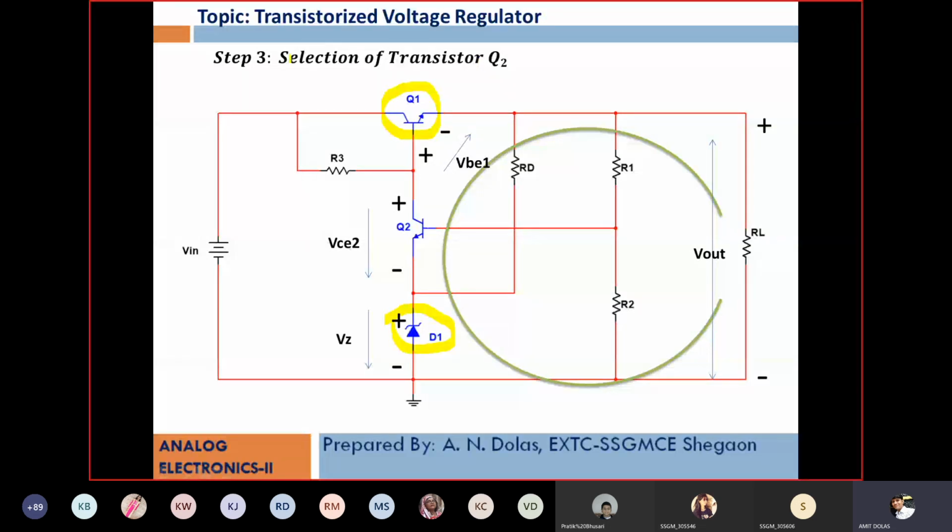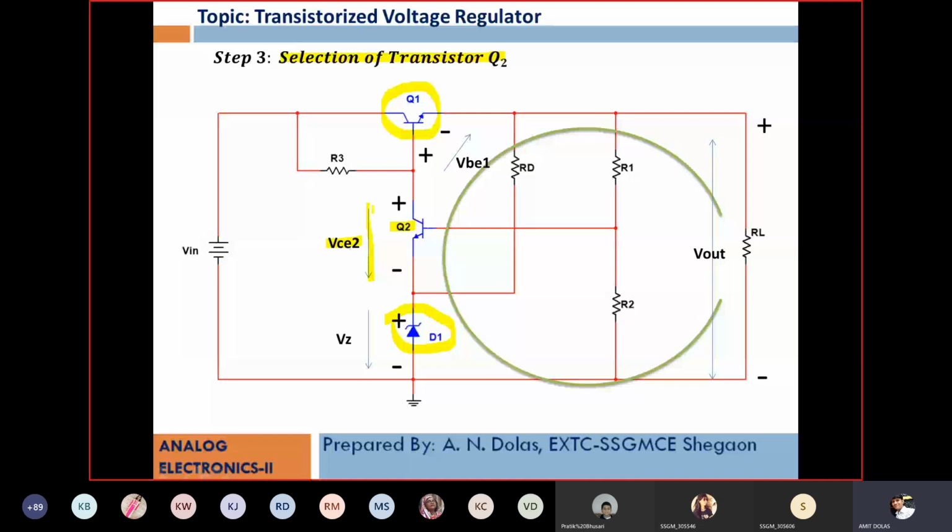Now there is a selection of transistor Q2. So we are interested in transistor Q2 now. Of course, whenever you are going for selection of a transistor, you should know the maximum drop across the transistor, that is VCE, and the maximum current passing through the transistor, that is IC, so that you can find out the power rating of that particular transistor.